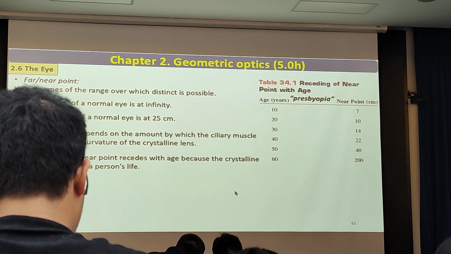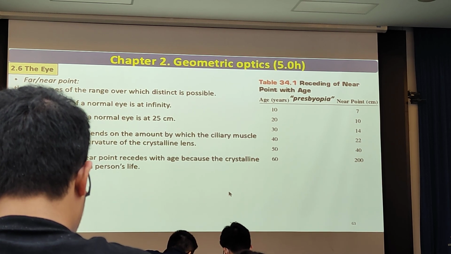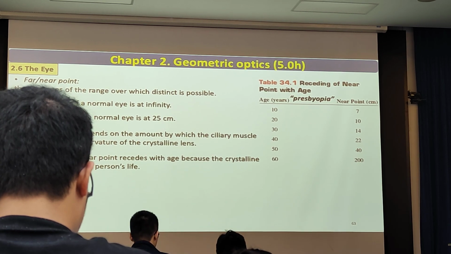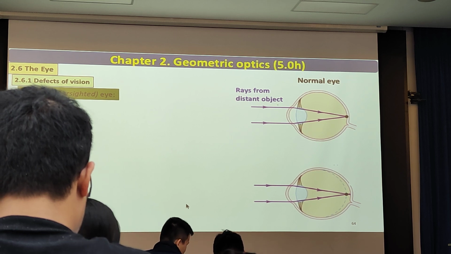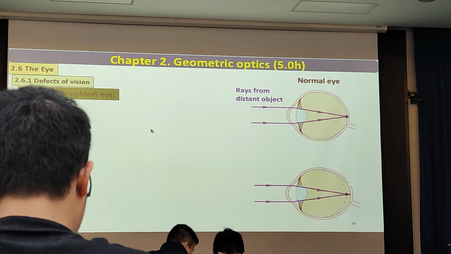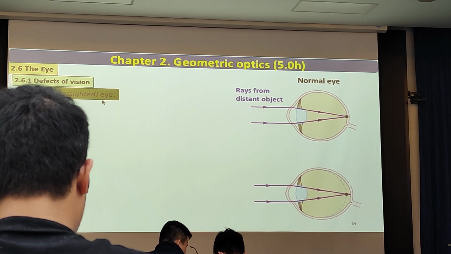And now we will move to one important part of the eye. It is the defects of vision. So if you have perfect eyes, that means you can observe from 25 centimeters to infinity. However, for some people, it does not happen that way. You can have some defects of vision. So first is the myopic, or we say the nearsighted eye.